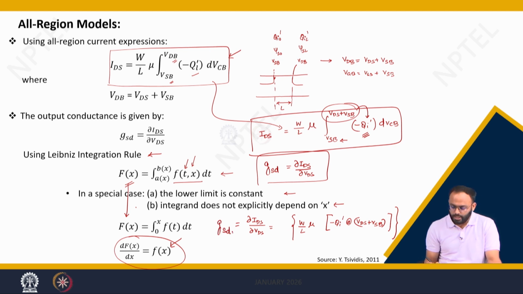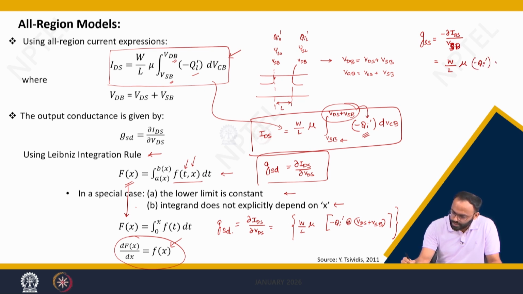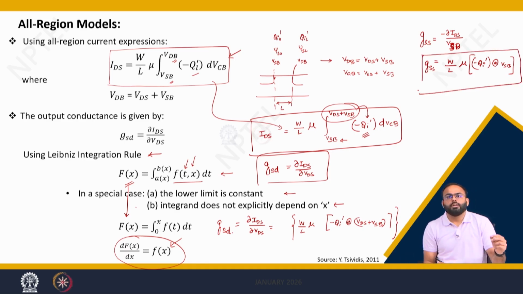So this is GSD. Now suppose I am interested in GSS. Then GSS equals minus delta IDS divided by delta VSB. If you use the lower limit, a negative sign comes in, and that negative sign will get cancelled with this negative sign. So you can define W by L into mu times QI dash with a negative sign measured at VSB. This is GSS.